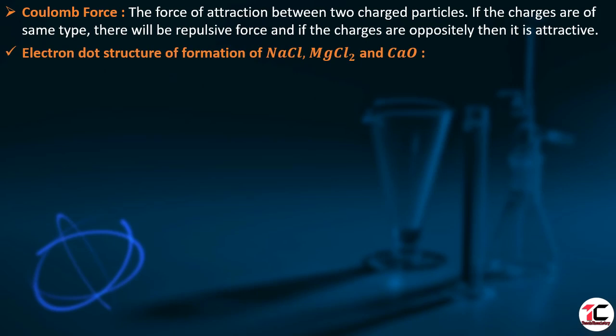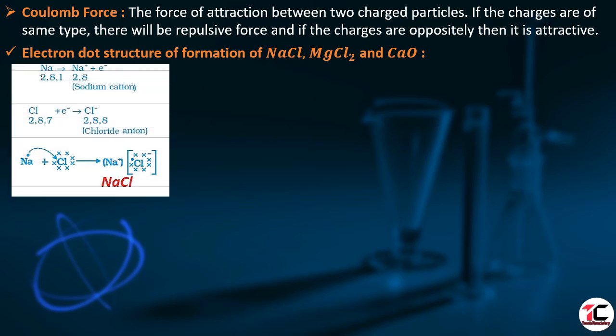Let us see the electron dot structure of the formation of sodium chloride, magnesium chloride and calcium oxide. Here is the formation of sodium chloride. Sodium has 1 electron in the outermost shell, so it will lose 1 electron to chlorine and it forms sodium ion and chloride ion. When these opposite charges combine, they form sodium chloride, an ionic compound.